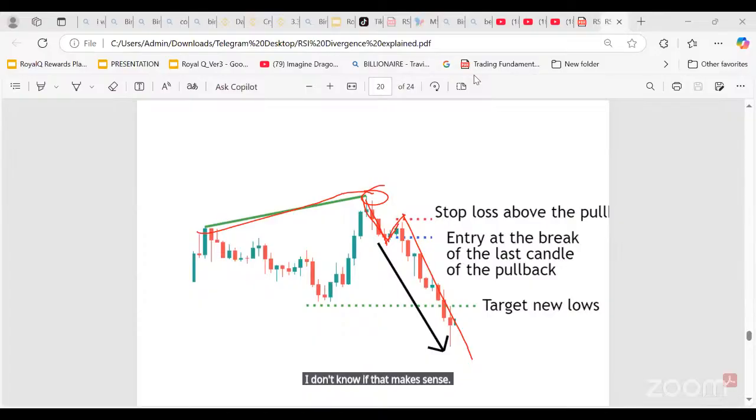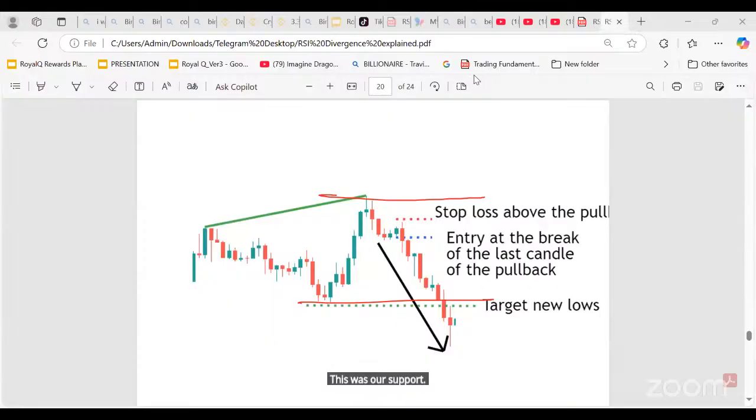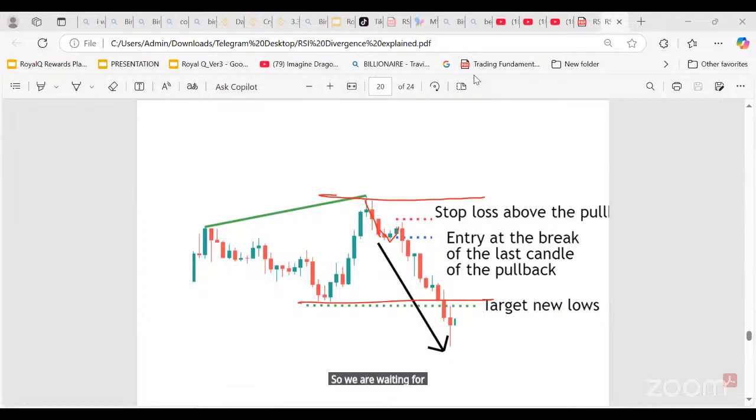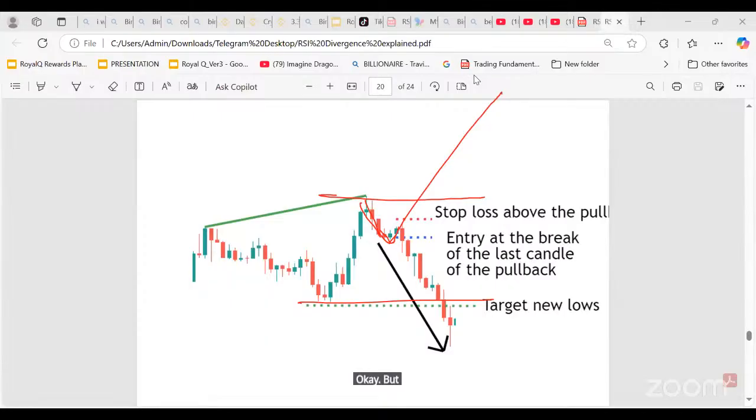Remember, when we are trading, we still use support and resistance. So if this was our resistance, this was our support. When you see the divergence, don't get excited. Wait for this coin. This is strategy number 1, to pretend as if it is moving up. We are waiting for a failed pullback, because if it was a right pullback, it would just do like this. Okay? But because we have a divergence, this is going to be a failed pullback.